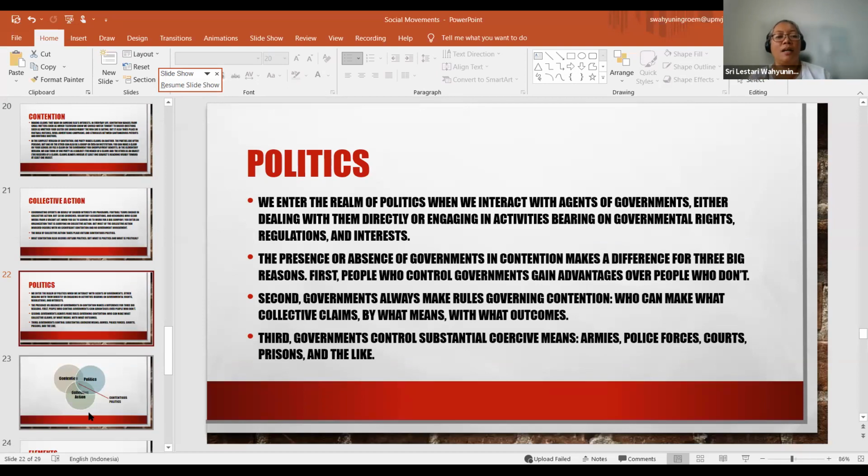Okay. All right. So politics, we enter the realm of politics when we interact with agents of governments, either dealing with them directly or engaging them in activities bearing on government's rights, regulations, and interests. Okay.